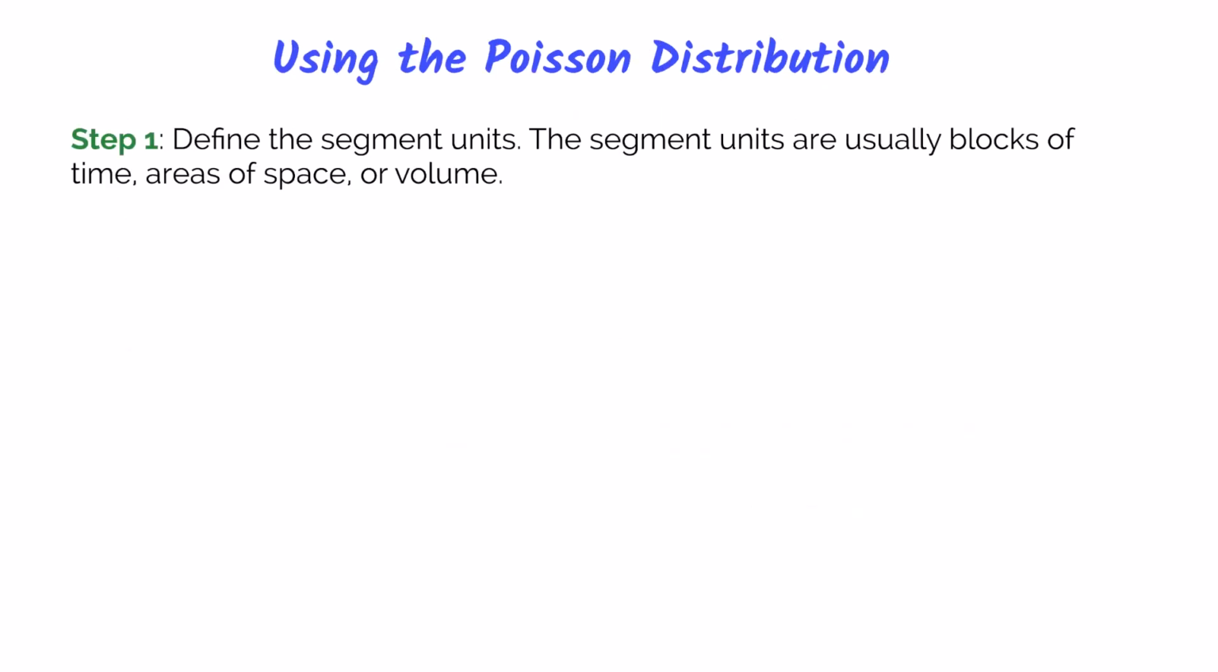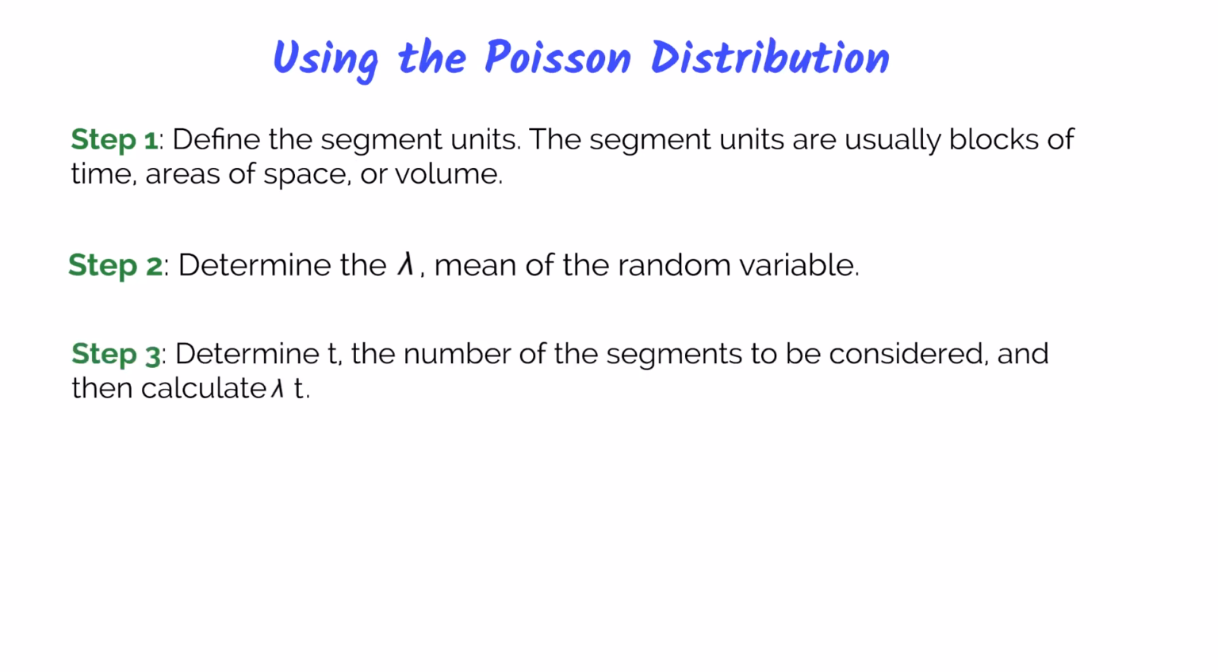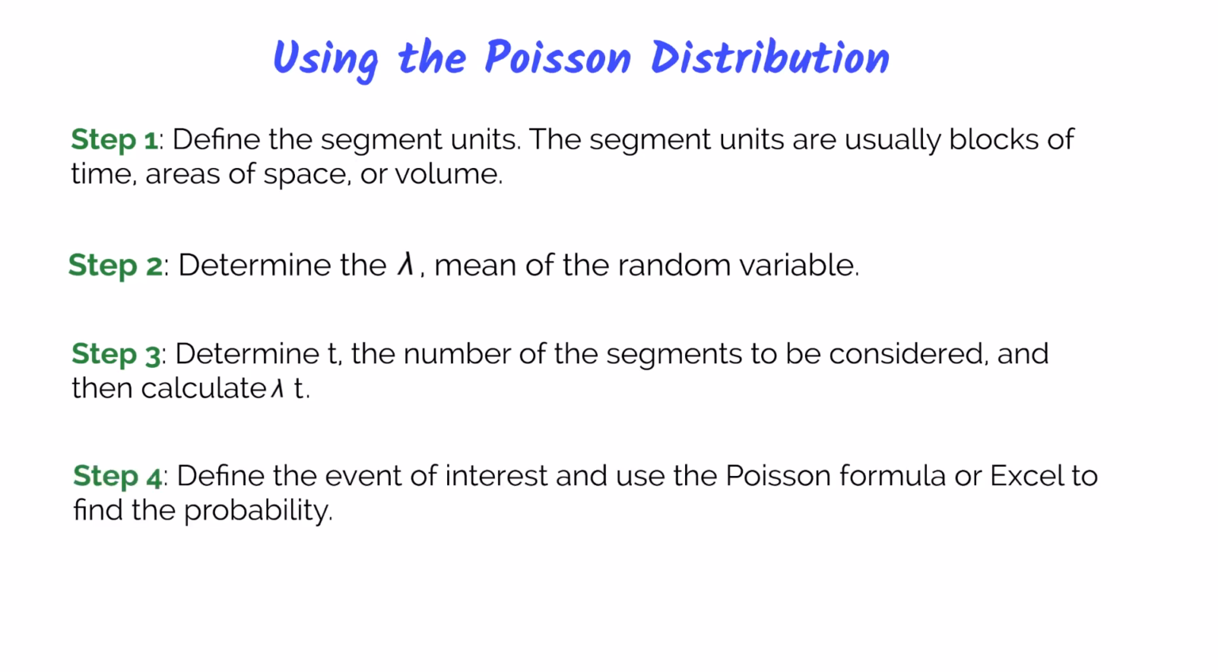So let's look at the steps to find the Poisson distribution. First, we define the segment units that we're looking for, whether it's time, space, or volume. Then in step 2, we'll find our lambda, which is our mean for our random variable. In step 3, we need to determine our t, which is our segments that we've identified in step 1, and then we'll calculate by taking lambda multiplied by t. Then in step 4, we want to make sure we understand the problem and define the event of interest that we're going to solve for, and then we're going to use the Poisson formula or Excel to find the probability.